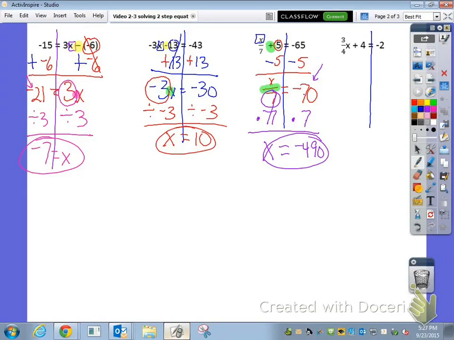Draw your line, box your variable. I get rid of addition first. The opposite of addition is subtraction. And then who is beside it? A 4. So you subtract 4. Okay, cancels out.